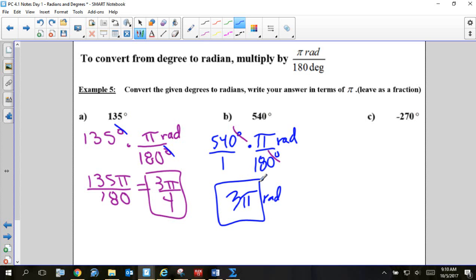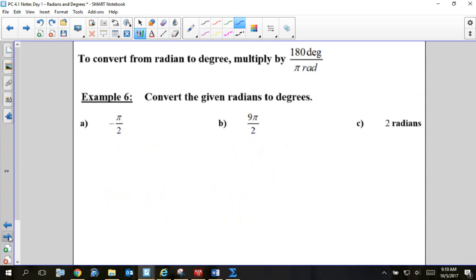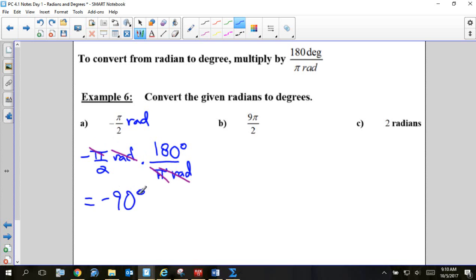Okay, I'm going to go to the next section. I have that one filled in online if you want to go back and see it. So the next one's negative pi over 2, and we're converting from radians to degrees, so this is currently radian. So in order to cancel out radian, I have to multiply by radian on the bottom. So I'll put my degrees on the top. I want to cancel the radians, and my pi's will cancel. And reduce, we'll get negative 90 degrees.